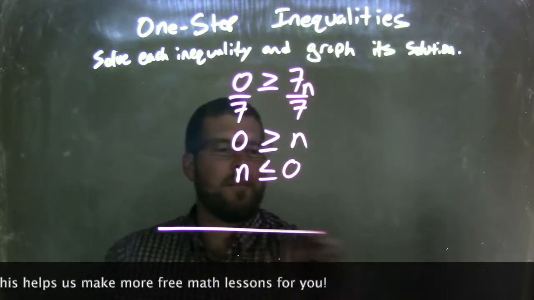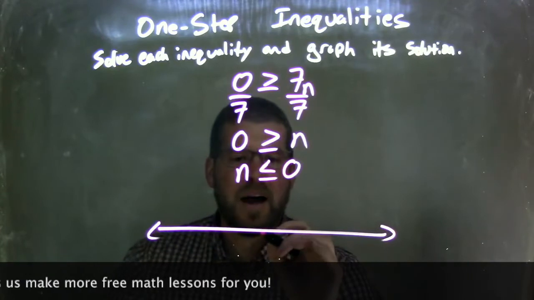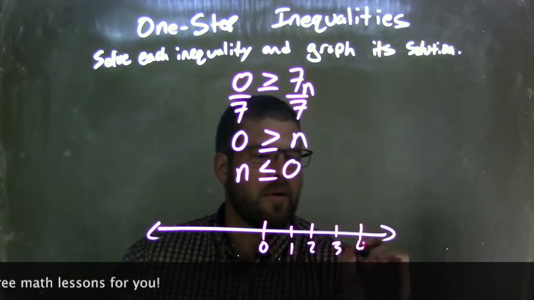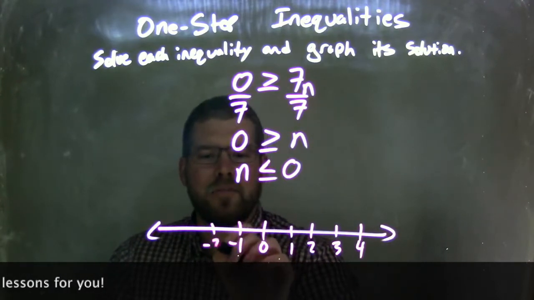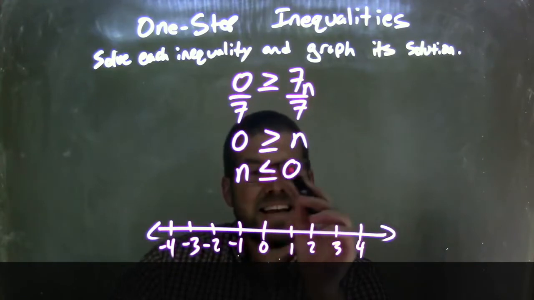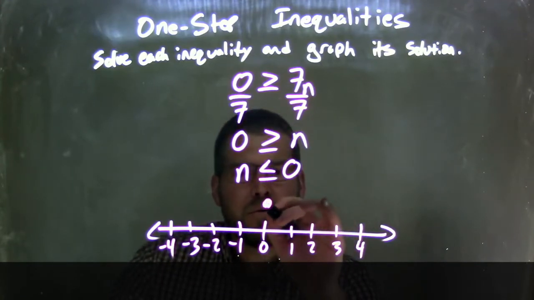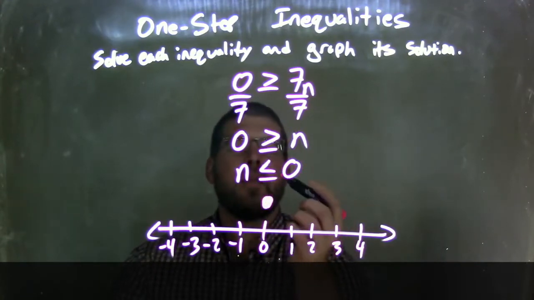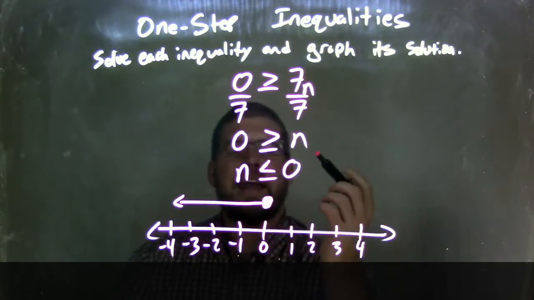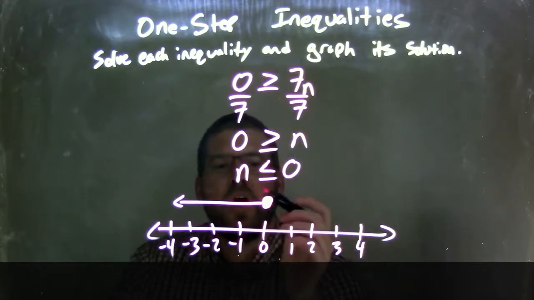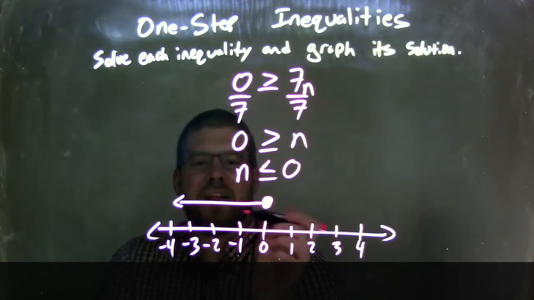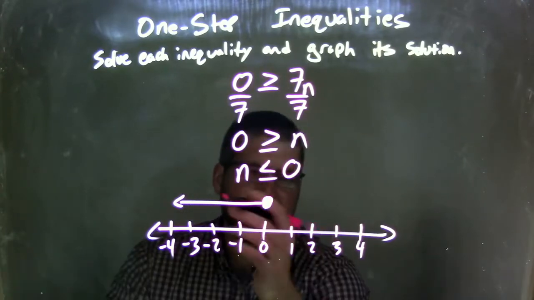And so if I want to make this into a graph now, I'm going to graph it with 0 right in the middle. 1, 2, 3, 4, -1, -2, -3, and -4. Well, n can equal 0, so I'm going to put a closed circle right there. Then n is less than 0, so I'm going to make my arrow to the left, and now we have a graph here that represents all the values that n can be. They can be 0 as well as everything to the left. That's negative, right? Less than 0.